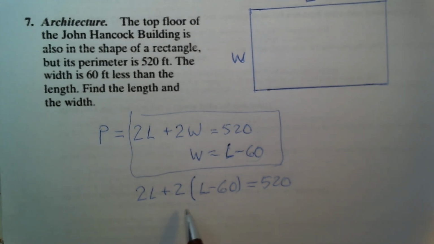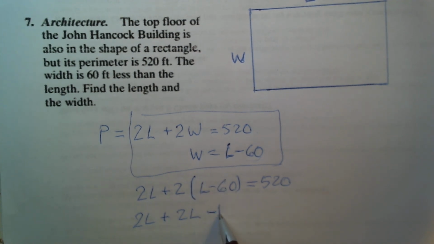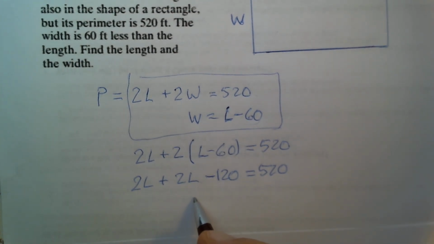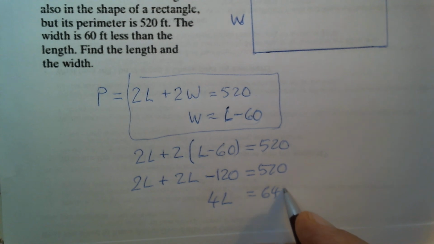Then we use our distributive property to eliminate the parentheses, so we get 2L plus 2 times L, or 2L, and 2 times minus 60 is minus 120, and this is equal to 520. When we combine like terms, we get 4L, and when we add 120 to both sides, we get 640. And so that means that L is equal to 160 feet.